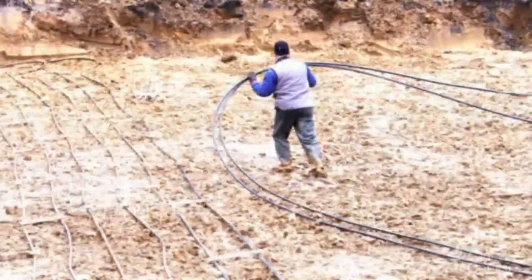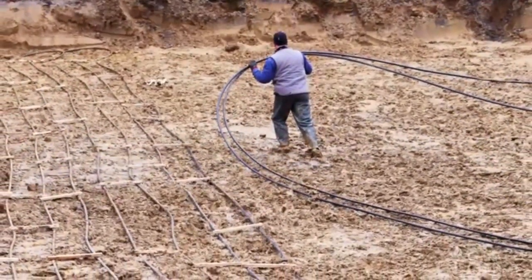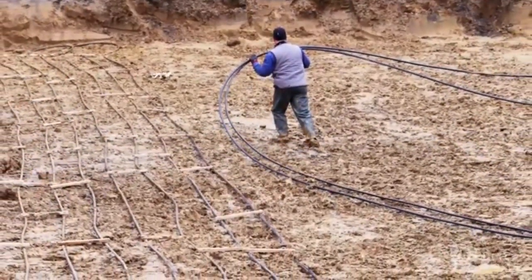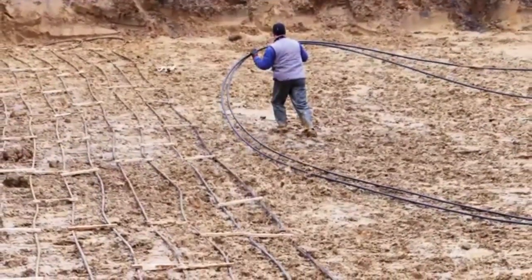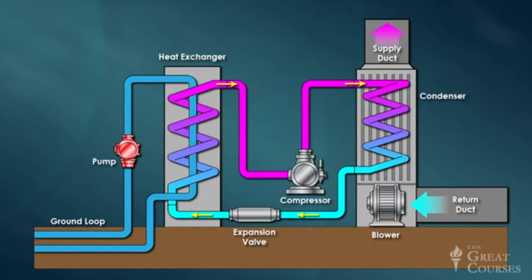In an actual geothermal system, the role of the exterior coil is performed by a long loop of polyethylene pipe buried below the frost line as shown here. A pump circulates a mixture of water and antifreeze through this ground loop, and a heat exchanger is used to transfer heat between the ground loop and the refrigerant loop used by the heat pump.